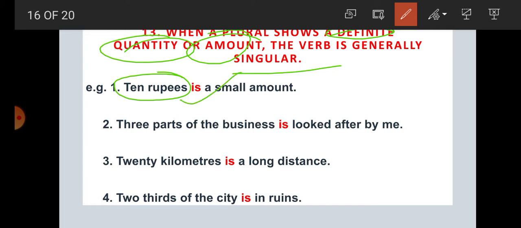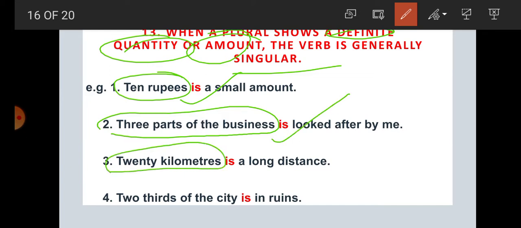Three parts of the business. So again, three parts of the business. Here it indicates a definite amount, and that's why is is correct. 20 kilometers. Again it indicates a definite distance, that's why is is correct. Two-thirds of the city. Here students, two-thirds of the city, again it indicates a definite amount, that's why is is correct. So here students, we have got that when a plural subject indicates a definite quantity or amount, the verb must be singular.